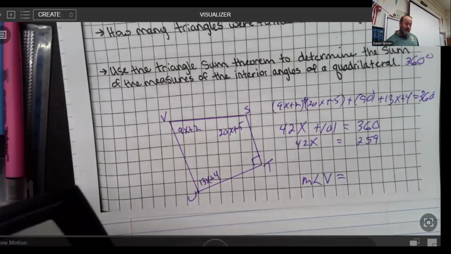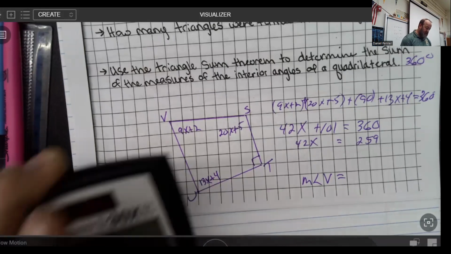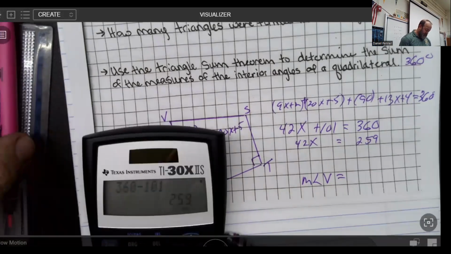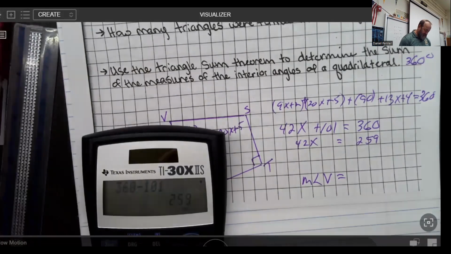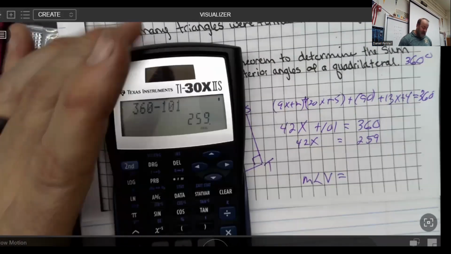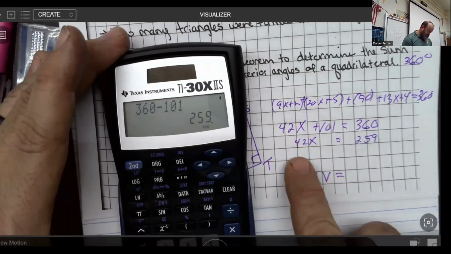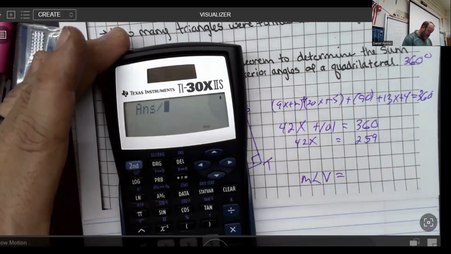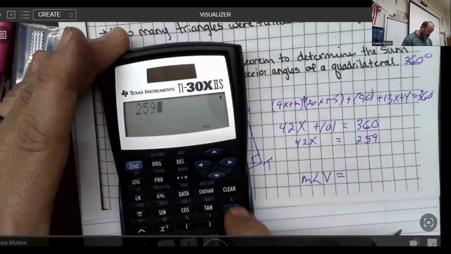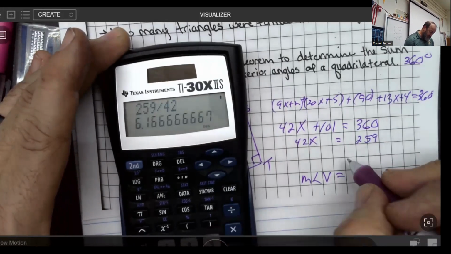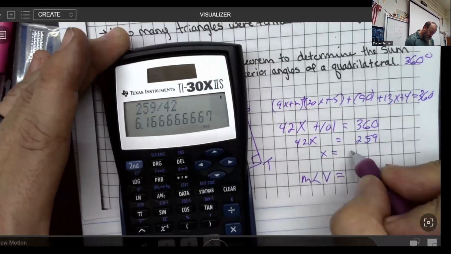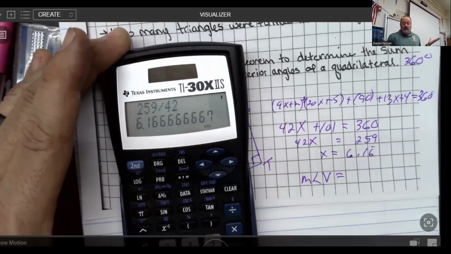I did. I blended two questions together. Let me fix that a little bit, everybody. Actually, never mind. I'm just going to let it go. We'll just stay with this. And we've got 259 divided by 42. And I got 6.16. Okay, so we got 6.16.